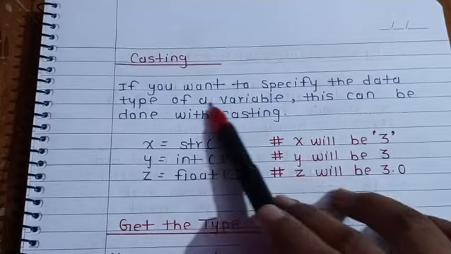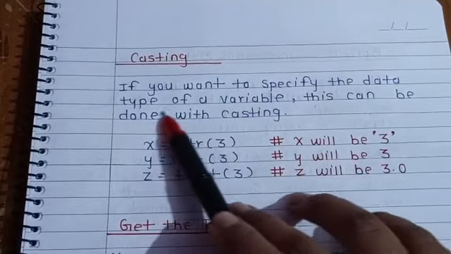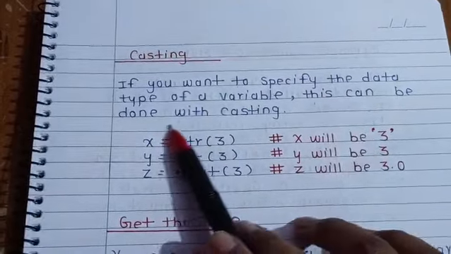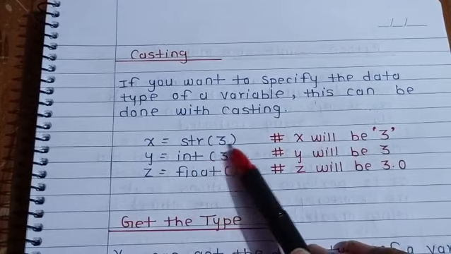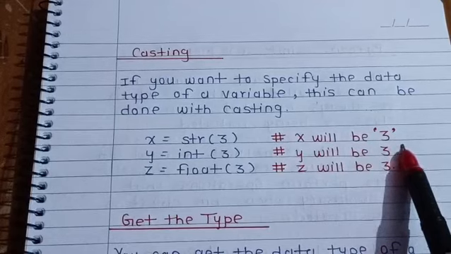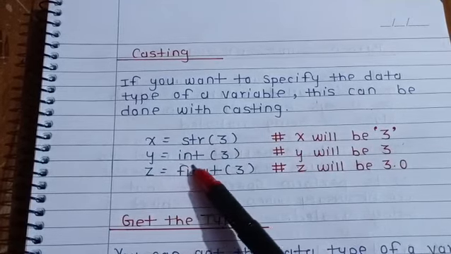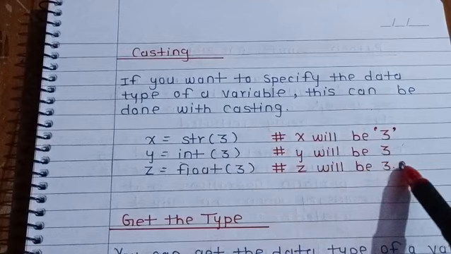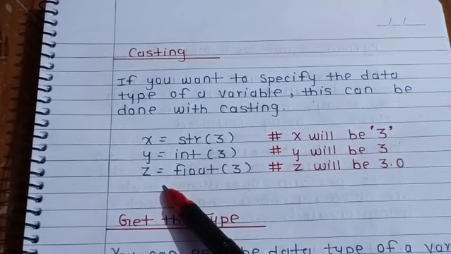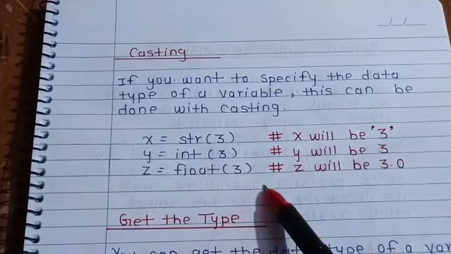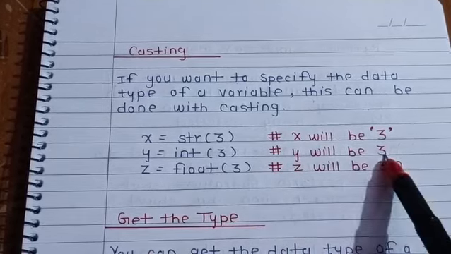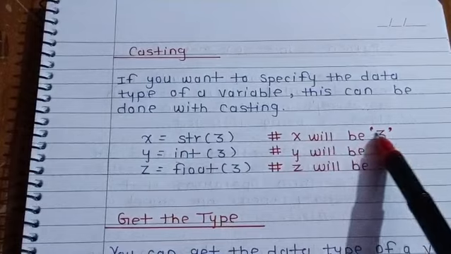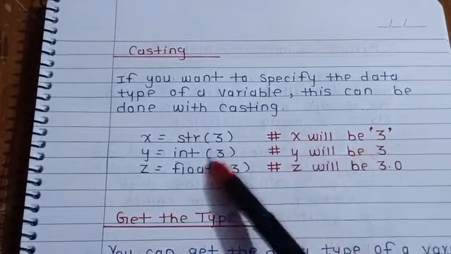Typecasting. If you want to specify the data type of a variable, this can be done with casting. x equal to str(3), x will be '3'. y equal to int(3), y will be 3. z equal to float(3), z will be 3.0. So this is the integer, and the string will be printed in single quotes, that is the string.